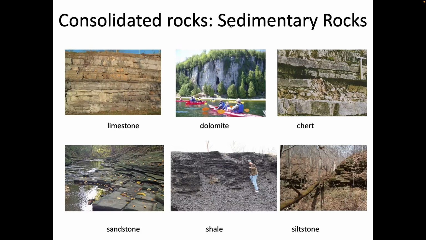So what are the primary sedimentary types here? They include limestone. That's a very common rock type around here. Dolomite is similar to limestone, looks very much like it. In fact, can look identical to it. They only really differ chemically, and we'll talk about that. Chert is also a very common rock type, easily confused with limestone.